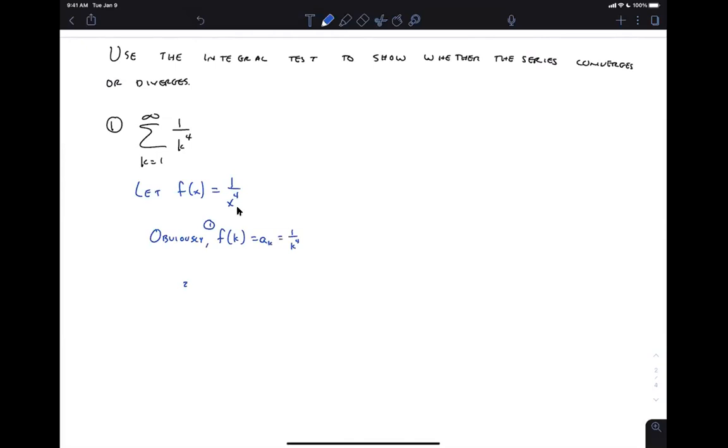Second, we'll say f is continuous on 1 to infinity. f is positive on 1 to infinity. Those are clear because this is only discontinuous at 0. Positive because it's a positive number over x to the fourth, which is also a positive number. And then it's decreasing. That's harder.